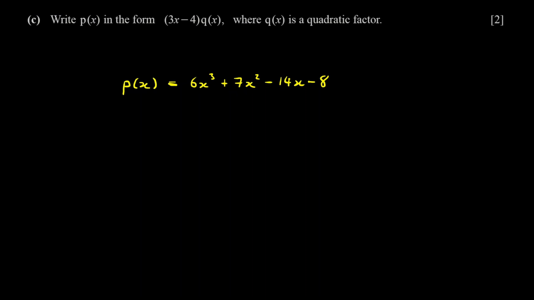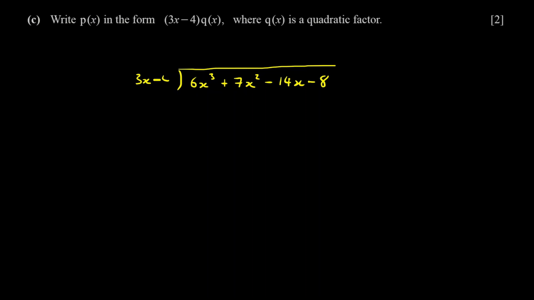Okay, so we're now in part C of this question. We are to write p of x in the form 3x minus 4 times q of x, where q is a quadratic factor. Now, from the previous parts of the question, we learned that p of x is this polynomial here, and the easiest thing to do now is to divide that through by 3x minus 4. So we're going to divide this whole thing through by 3x minus 4.